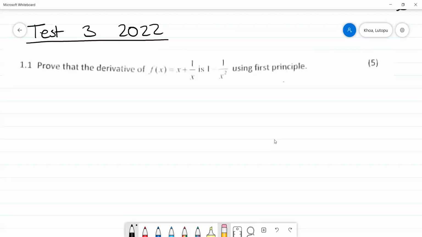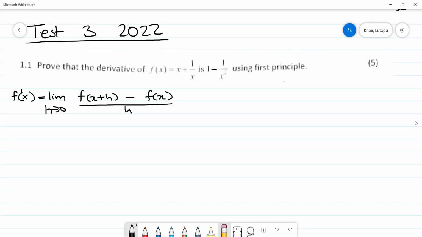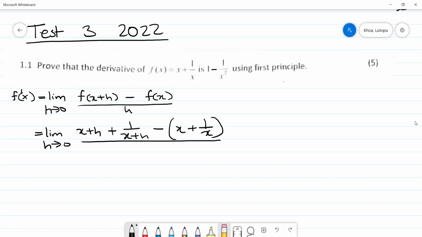Okay, on to the 2022 paper. We have to prove that the derivative of f of x, which is x plus 1 over x, is 1 minus 1 over x squared using first principles. So we have f prime of x. This is the limit as h goes to 0 of f of x plus h minus f of x over h. This is the limit as h goes to 0 of x plus h. So I replace x with x plus h here, plus 1 over x plus h, minus x plus 1 over x. This is all over h.